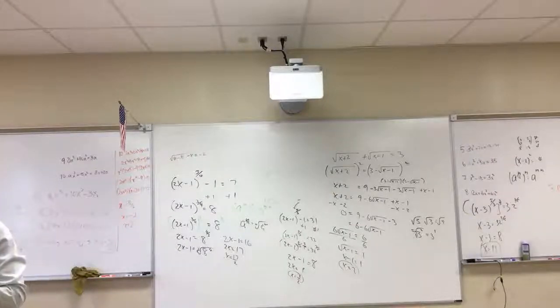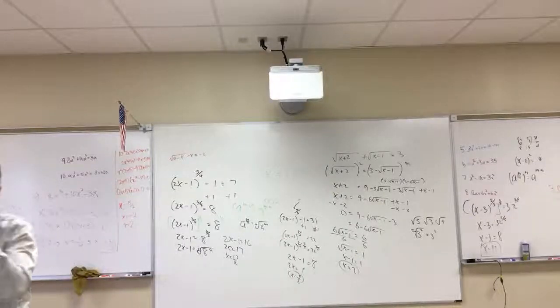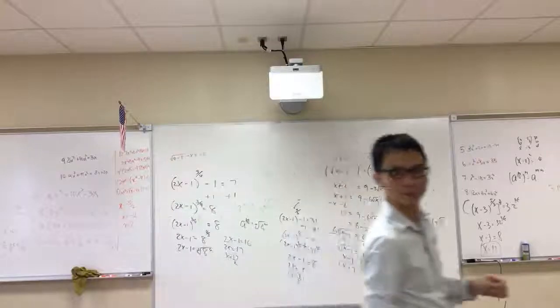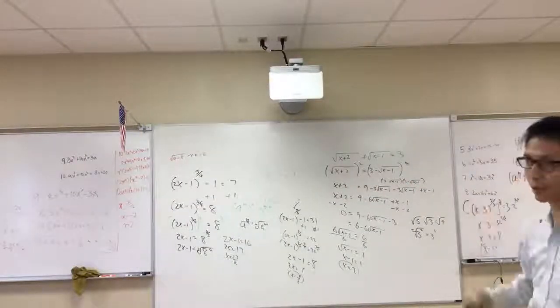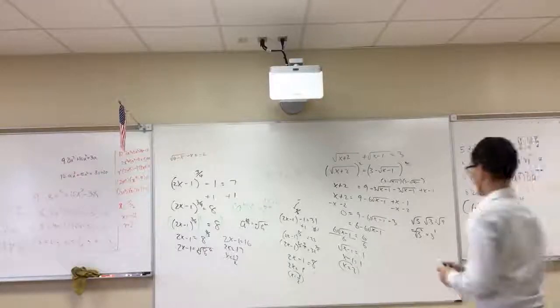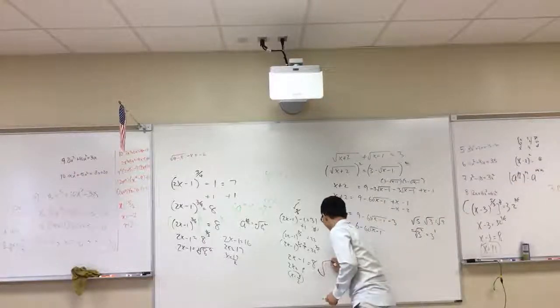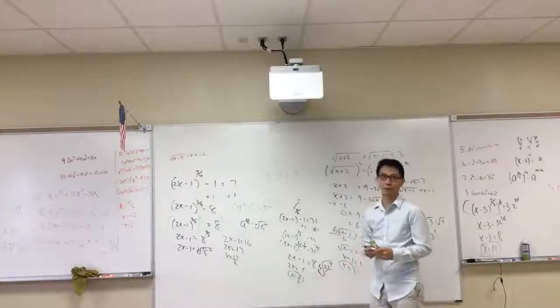Why are you making it so hard? Wait, what's the cube root of 32? You don't do the cube root of 32, you do the fifth root of 32. So this one is equal to the fifth root of 32 to the third power.